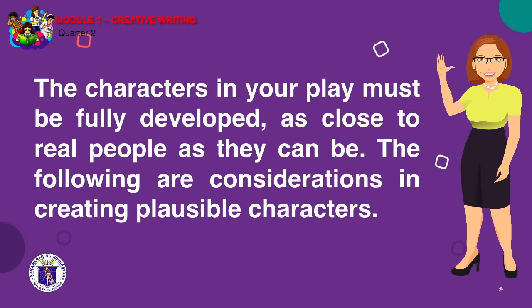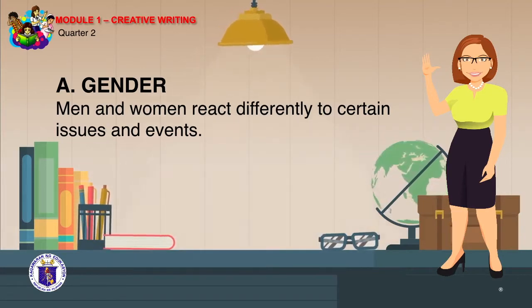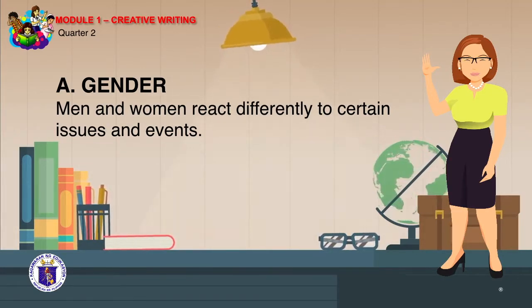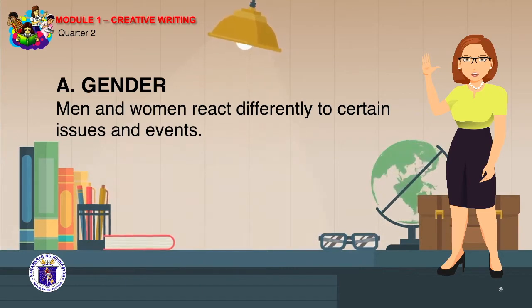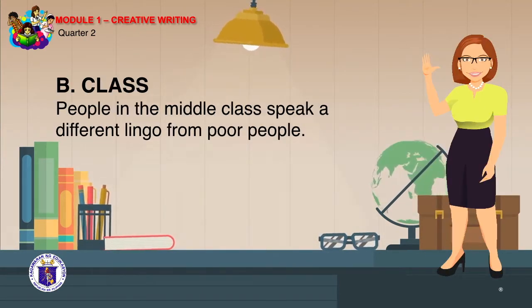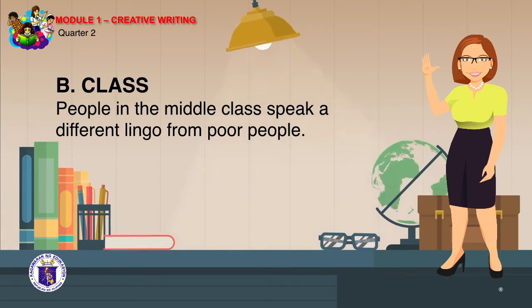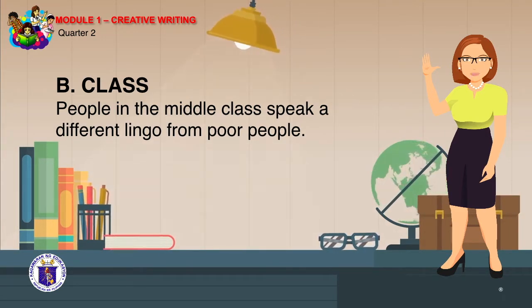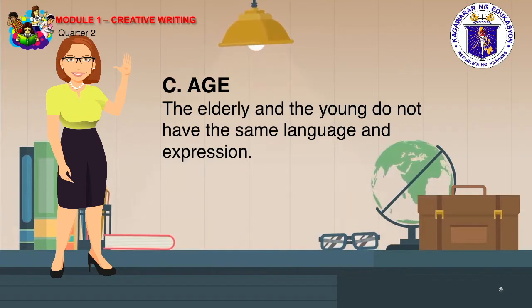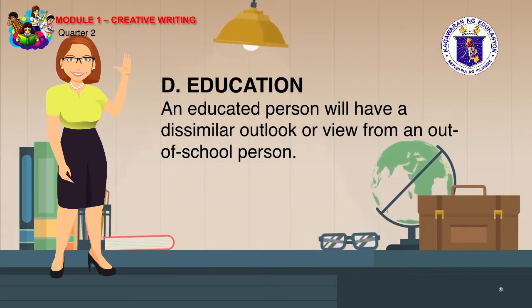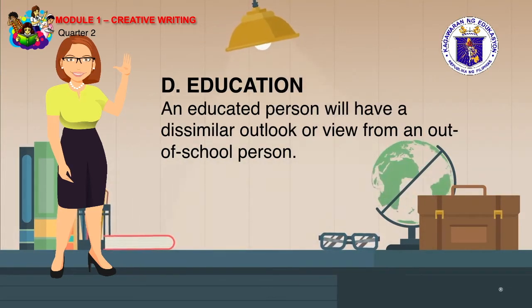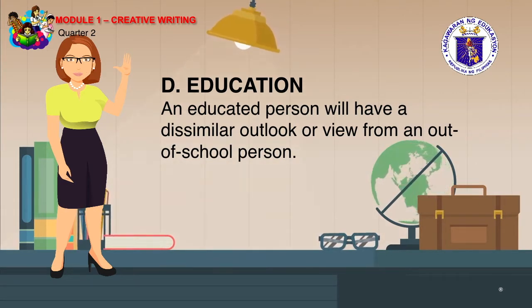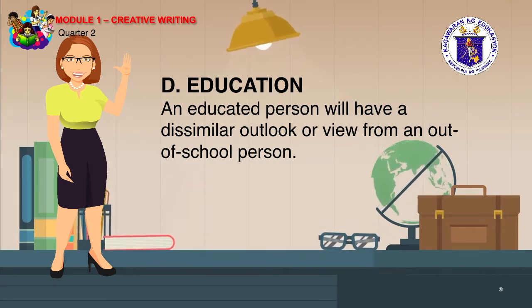The following are considerations in creating possible characters. Letter A. Gender. Men and women react differently to certain issues and events. Letter B. Class. People in the middle class speak different lingo from poor people. Letter C. Age. The elderly and the young do not have the same language and expression. Letter D. Education. An educated person will have a dissimilar outlook or view from an out-of-school person.